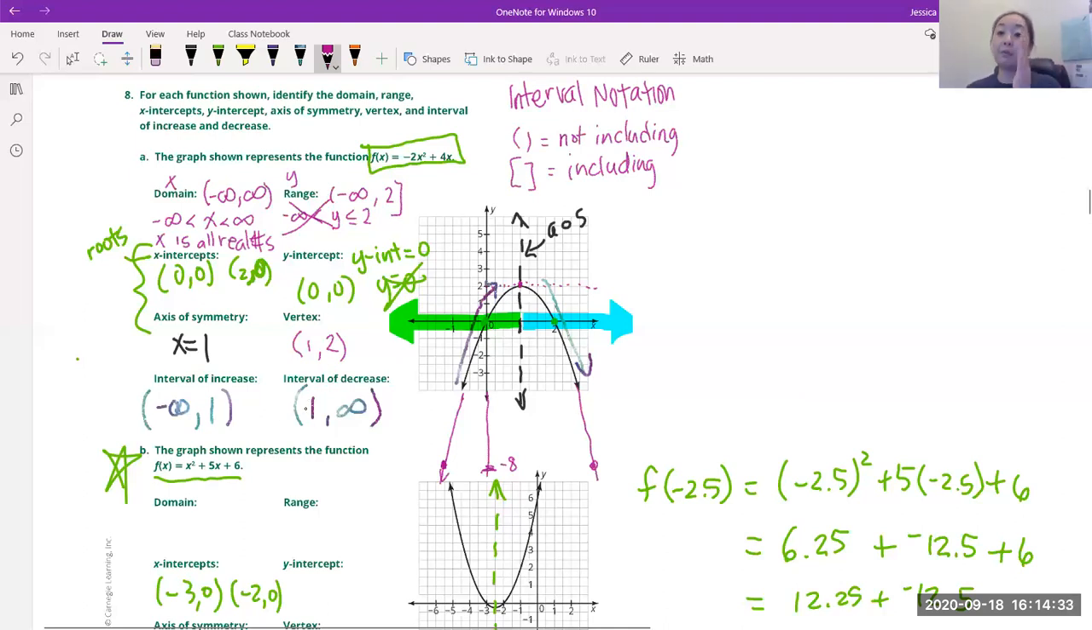The same thing with the interval of decrease. Right after 1, right when you pass 1, that's when you're going to start decreasing. That's why we go from 1 all the way to positive infinity. Remember, we're talking about the x values, not the y values. We're not talking about how low it's going. We're talking about how far to the right it's going. That part was the part that most people were confused about.